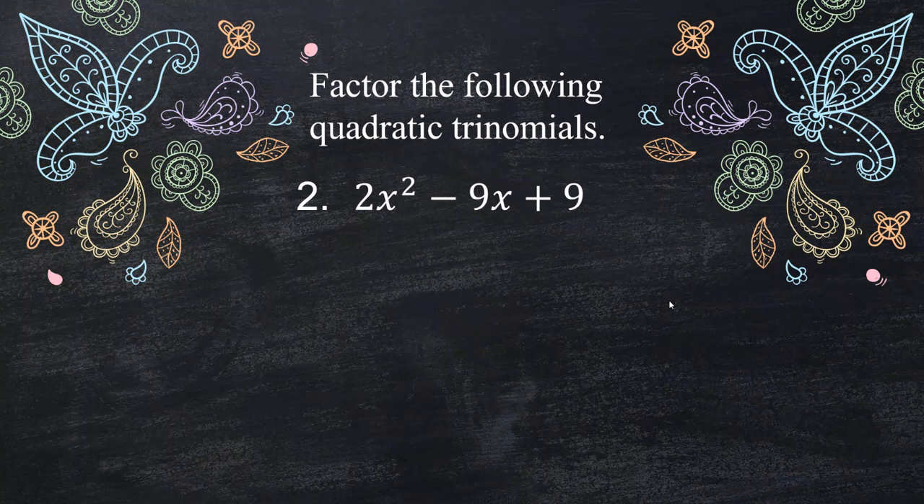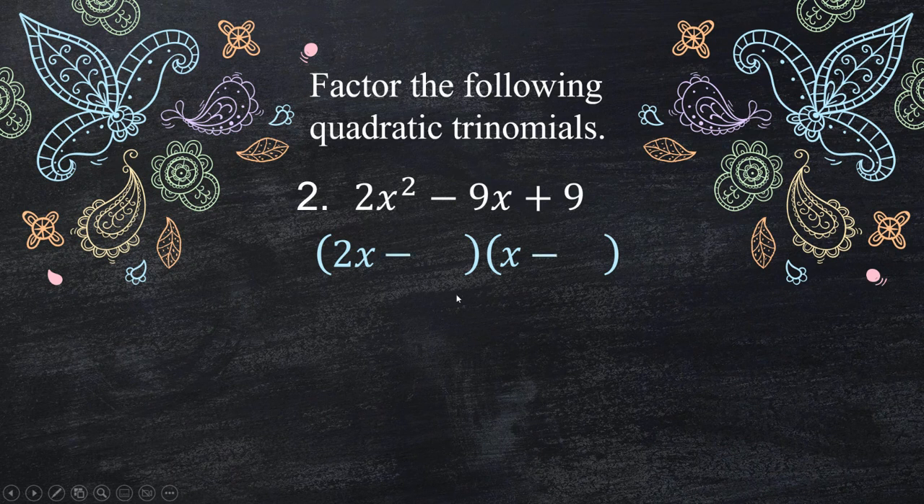Now we're going to factor this one. 2x squared minus 9x plus 9. Okay, so again, I start with my binomials. I need two numbers that multiply to 2. Again, I'm going to choose 2 and 1. 2 is pretty easy. And now I need two numbers that multiply to 9. Okay, my first guess, I'm going to choose two negatives. I'm going to have -3 and -3.